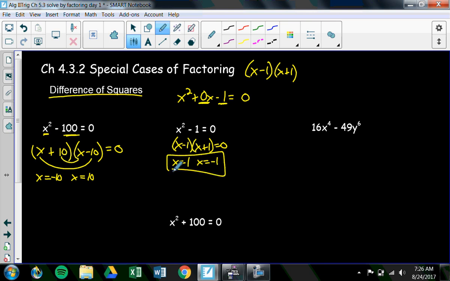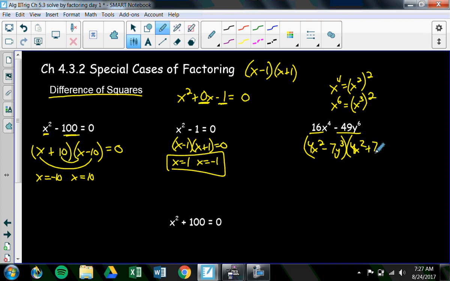Any even power is a perfect square. x to the 4th is really just x squared squared. And y to the 6th, well, anything to the 6th power, is x to the 3rd squared. Any even power is a perfect square, so these are both perfect squares. I can get 4x squared minus 7y to the 3rd times 4x squared plus 7y to the 3rd. That one wasn't an equation, so there's no solving to do.